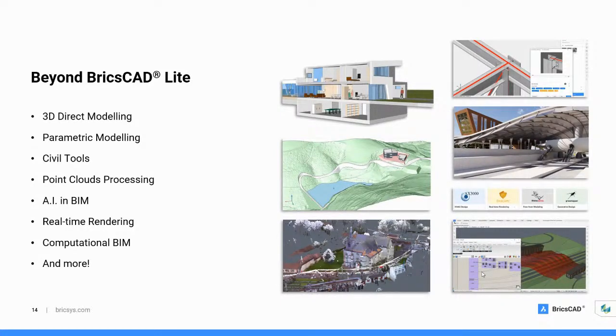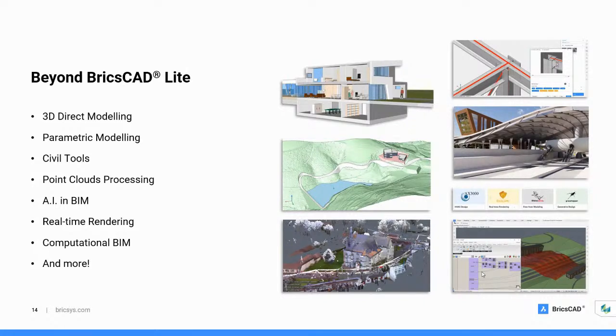As I mentioned in the very beginning of our session, we do have 3D direct modeling capabilities. This will be in another license level, which is Pro. So this is all beyond BricsCAD Lite. What else can we do? 3D direct modeling, we have parametric modeling, civil tools, point cloud processing, we have AI in BIM.